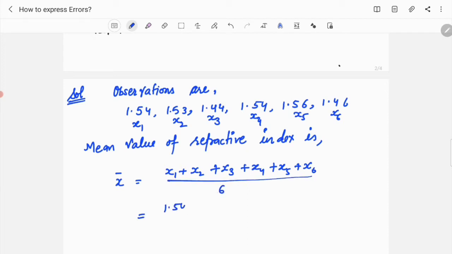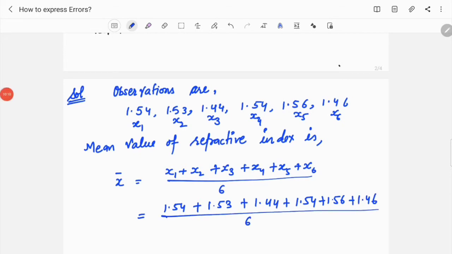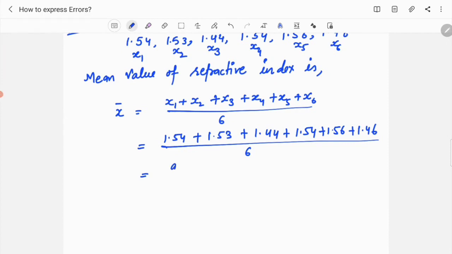We can put the values: 1.54 plus 1.53 plus 1.44 plus 1.54 plus 1.56 plus 1.46, whole divided by 6. So we will add all these and it will be 9.07 divided by 6. It will be equal to 1.51. So mean value of refractive index is 1.51.